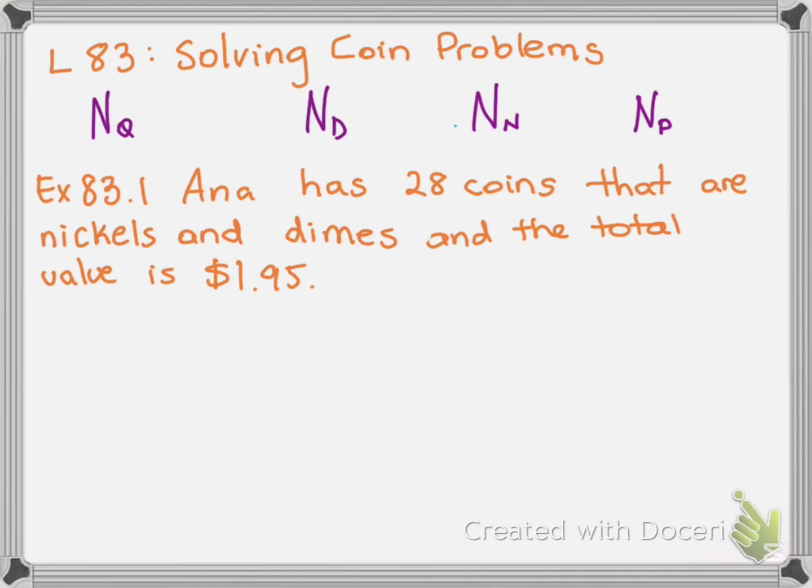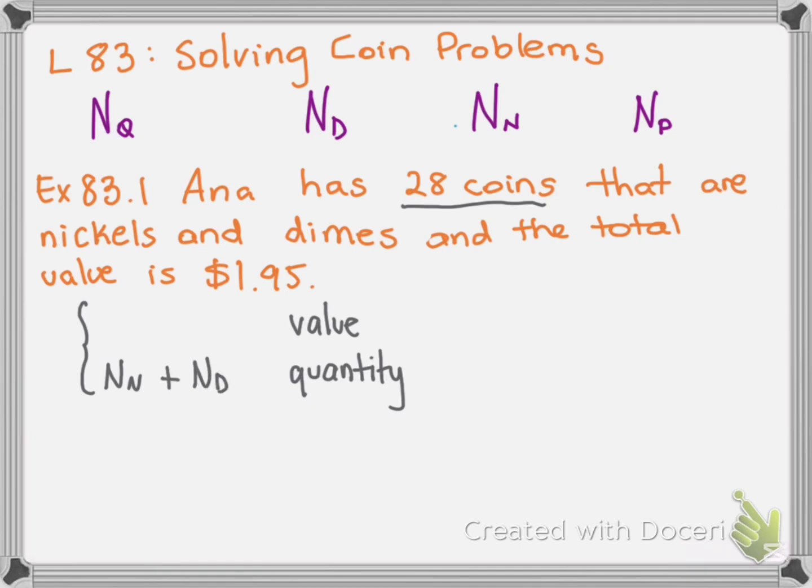It says Anna has 28 coins that are nickels and dimes, and the total value is $1.95. What we want to know is how many coins of each type do we have. So in these kind of exercises, what we want to do is write a system of equations. We're going to have one equation that is about value and another equation that is about quantity. Now let's start with the quantity. We have 28 coins, and we know they are nickels or dimes. So for nickels, we put NN, and then for dimes, we put ND. And we know that together, they add up to 28 coins.